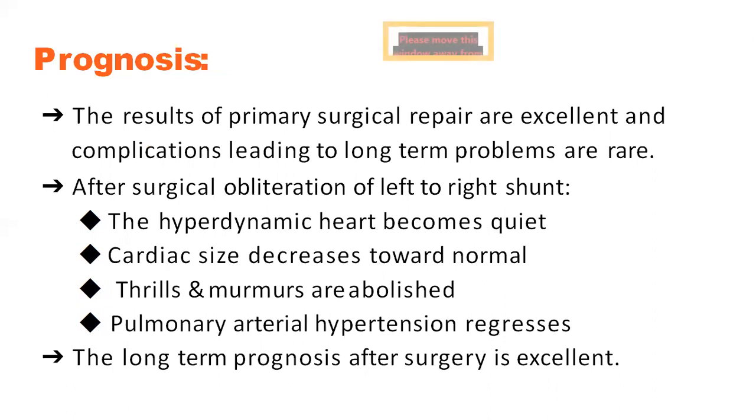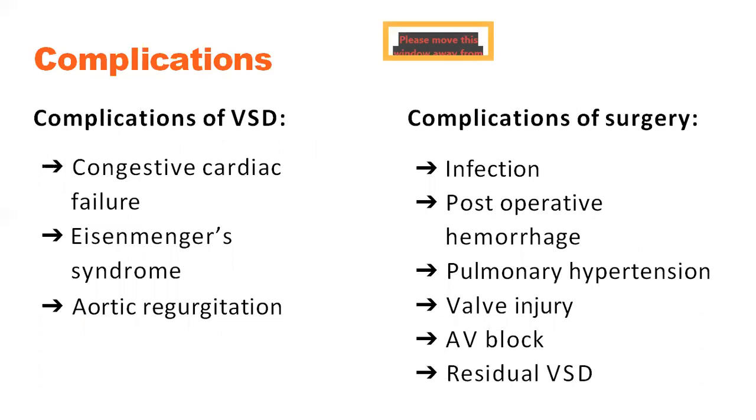Talking about the prognosis, or how the disease will progress, results of primary surgical repair are excellent, and complications leading to long-term problems are rare. After surgical obliteration of the left to right shunt, the hyperdynamic activity of the heart becomes quiet, cardiac size decreases towards normal, thrill and murmurs are abolished, and pulmonary arterial hypertension decreases. So long-term prognosis after surgery is excellent.